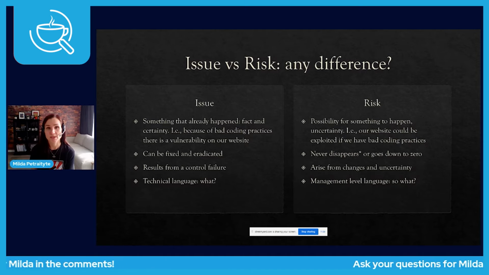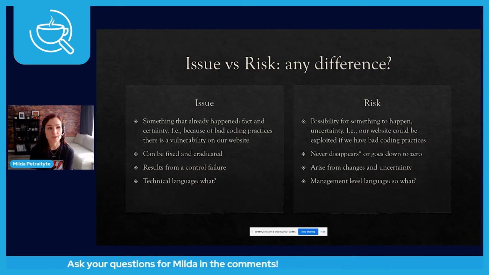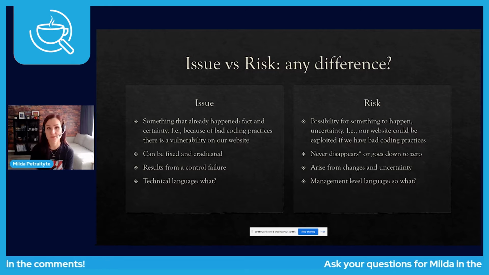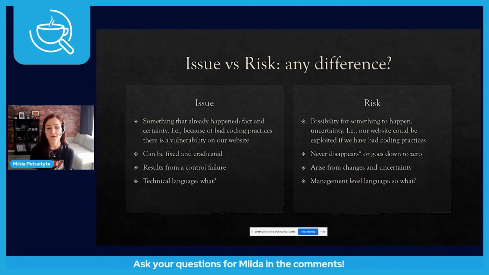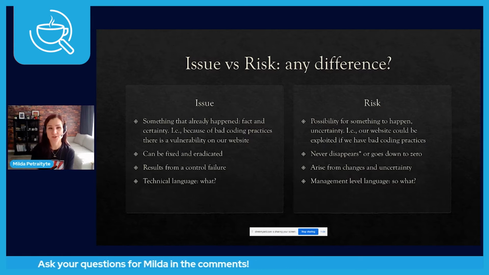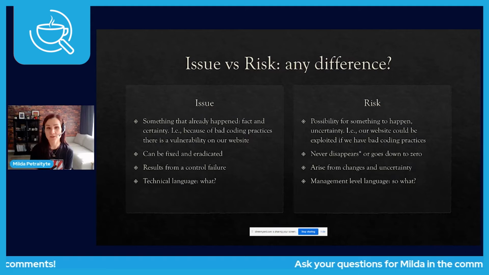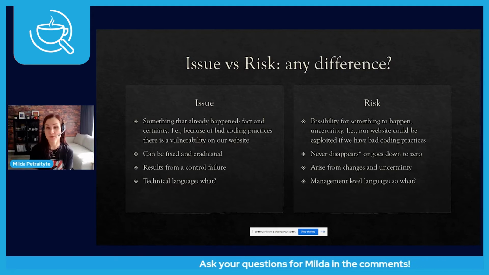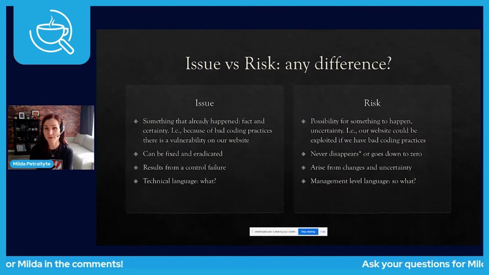Then speaking about issues, we can get issues as a result of a control failure. So let's say we operate our controls, but a control fails for whatever reason. We have an issue. There's a problem that we want to resolve. Risk, on the other hand, arises from changes and uncertainty. So we know that there's a possibility for something to happen if we make a change, but we don't know the extent of it. We don't know how difficult it could be. We don't know what kind of effects it could have. That's a risk. That's possibility.